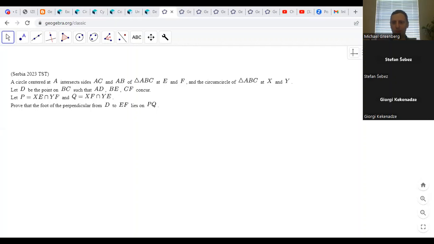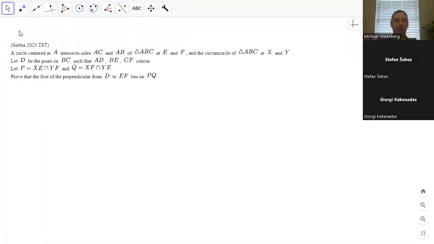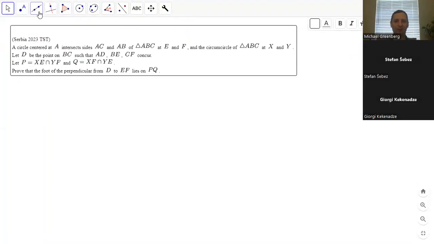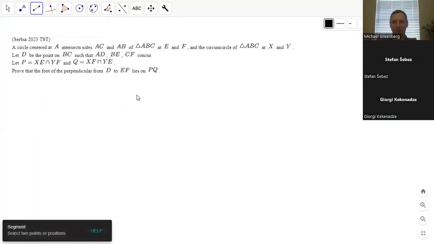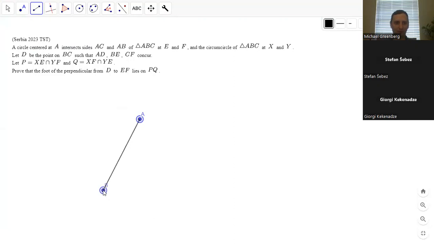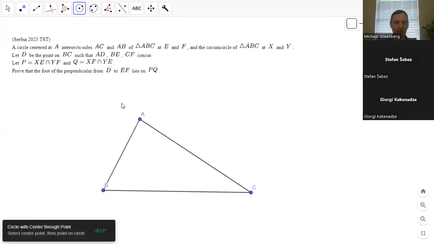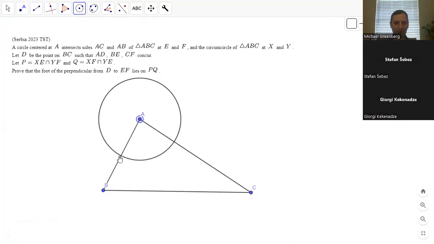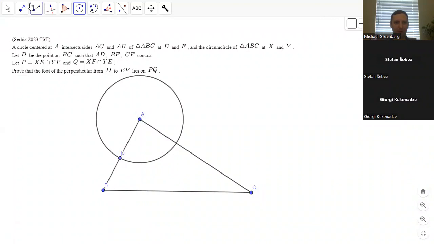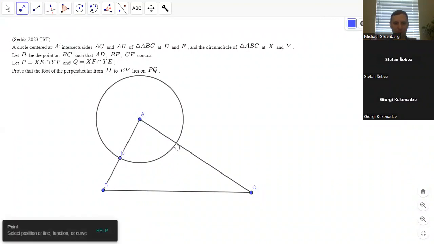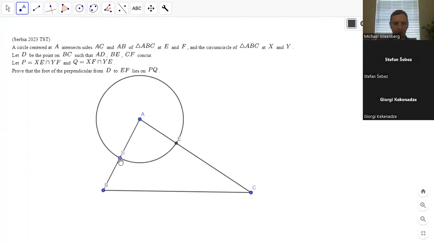So here is the first problem, which was taken from the Serbia team selection test. Stefan probably already knows the solution, so me and Georgie will work on it for the time being. We have a triangle ABC. If we really get stuck, Stefan can give us some hints. We have a circle centered at A, and it intersects AC at E and AB at F.